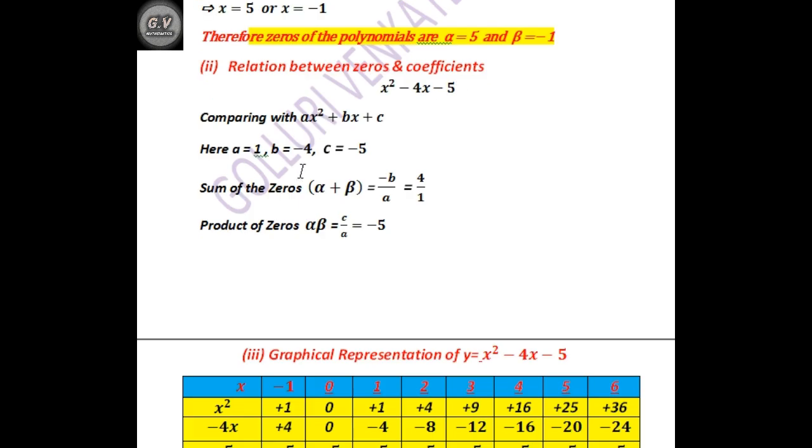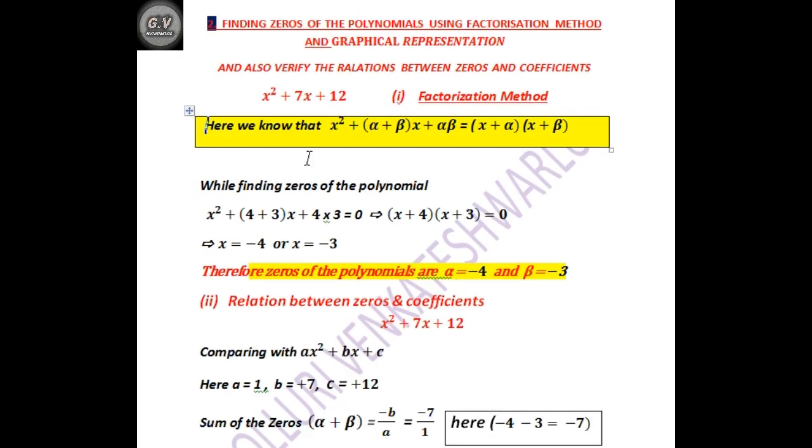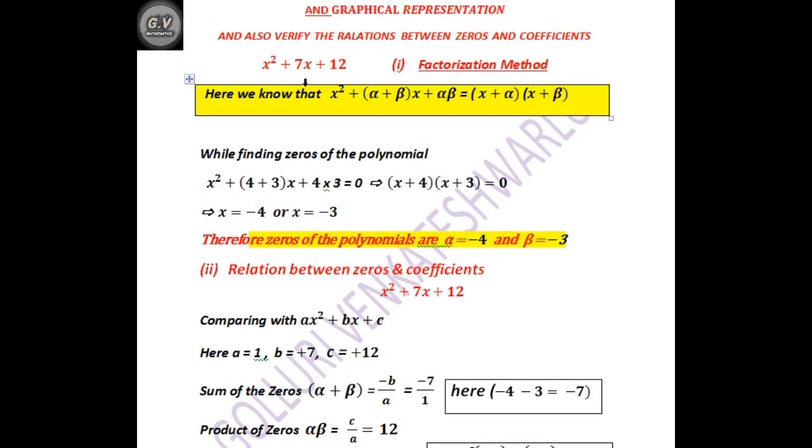Here, according to the second example, the constant value contains a positive symbol. Positive means we need to add the two factors. 4 plus 3 is 7 and 12 is written as 4 into 3. According to the above identity, it can be expressed as x plus 4 as the first factor and x plus 3 as the other factor. Both are linear factors.